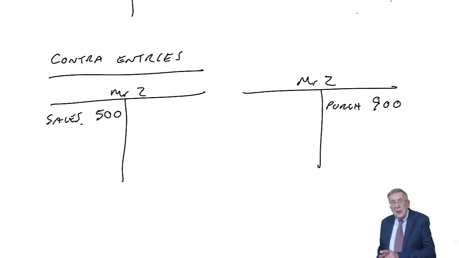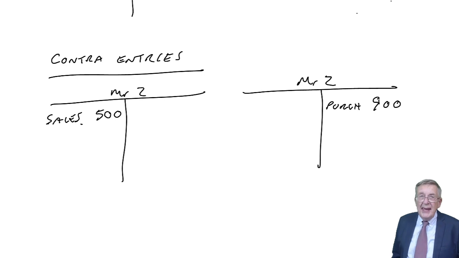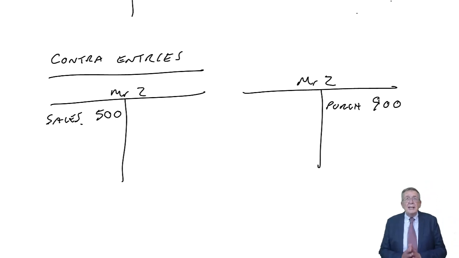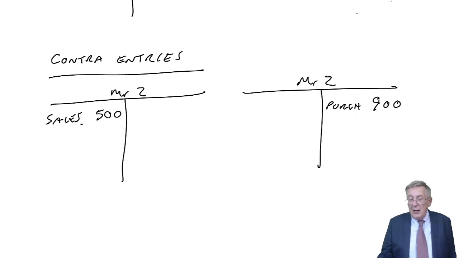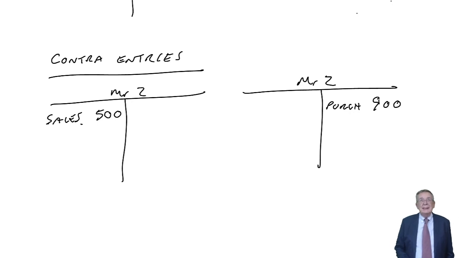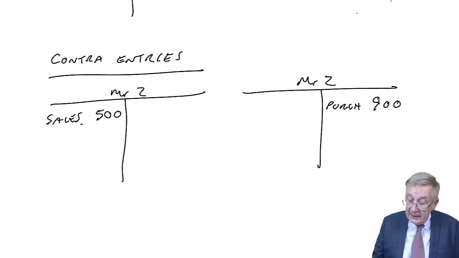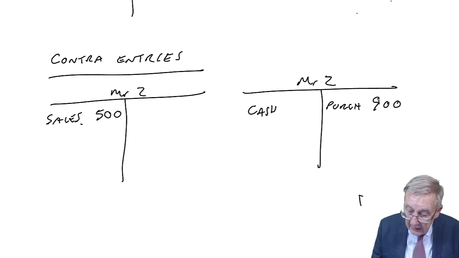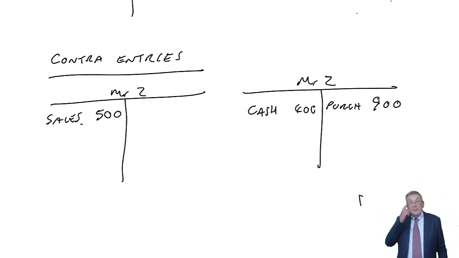But since it's the same person, we might say, well, it's a bit silly to pay 900 and for him to then pay us 500. Why don't we just make a phone call and say, well, we owe you 9, you owe us 5. How about we just pay you 400, the difference? No problem. Credit cash, debit Mr. Z, 400. That's what we always do when we pay a supplier.